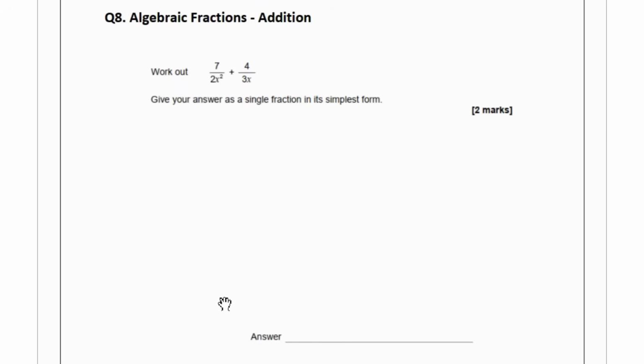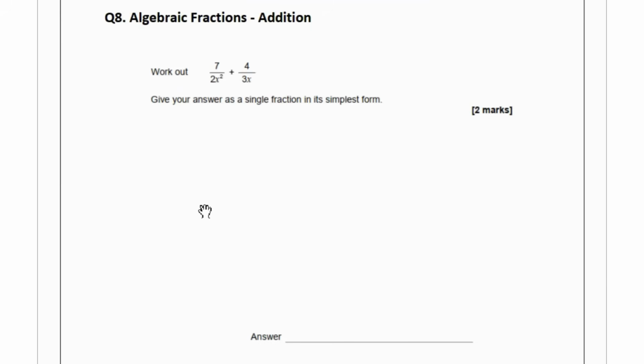Then for algebraic fractions, someone said algebraic fractions came, someone else said it didn't. I'm not sure, but algebraic fractions is a kind of topic which can get repeated in paper 1 and 2. So there's no harm in going through questions about it.